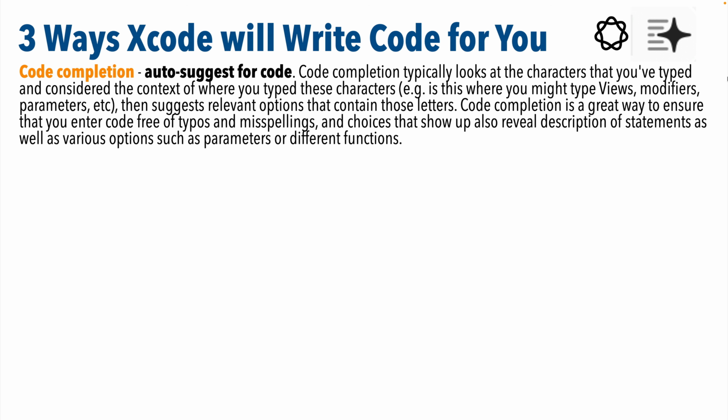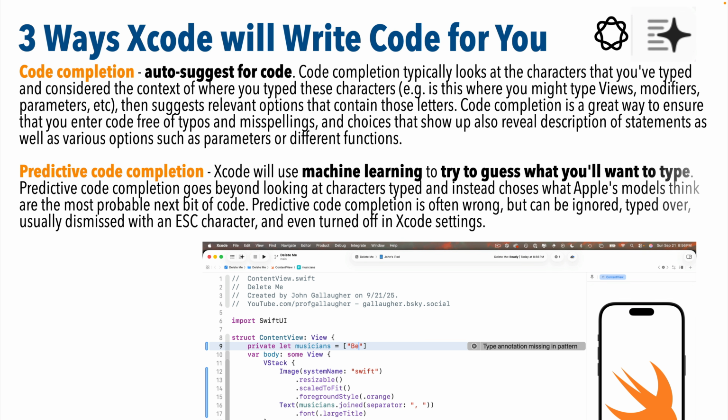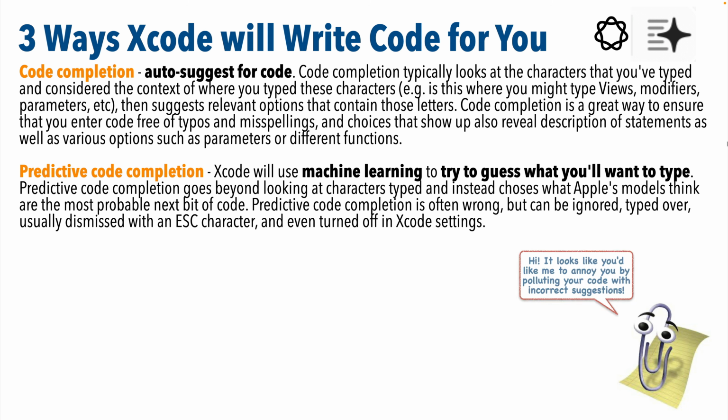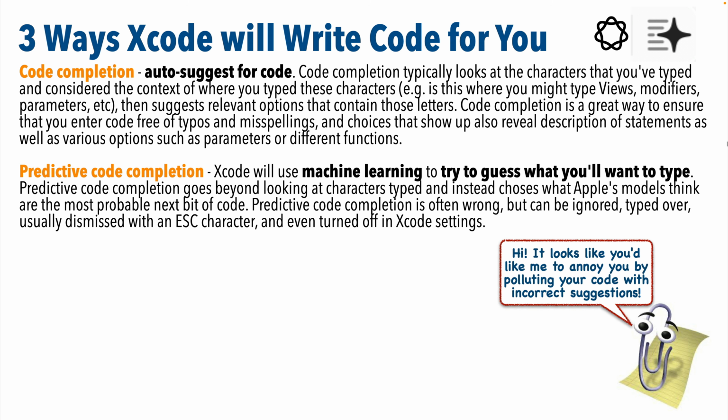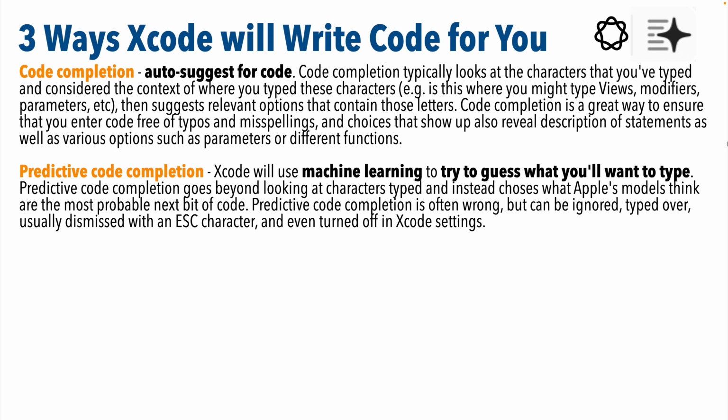Most developers use it. Then Apple began introducing AI in Xcode, first with predictive code completion. These are those grayed out suggestions that pop up inside the code as you type. Now with predictive code completion, Apple's models aren't simply making suggestions based on the characters you've typed, it's considering what you've been doing and guesses at what the next most likely statement or block of code that you want will be. Now, the current state of predictive code completion is it's often wrong. In fact, many developers think predictive code completion is sort of the Xcode equivalent of Clippy, the old annoying paperclip that used to pop up in Microsoft products, and they actually turn it off in Xcode settings. But you can also ignore it, type over it, and many times just dismiss it by typing the escape key.